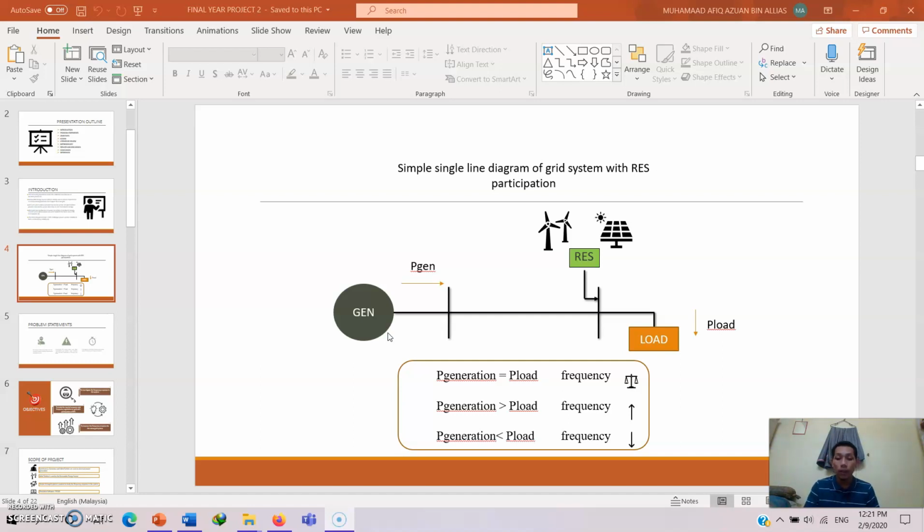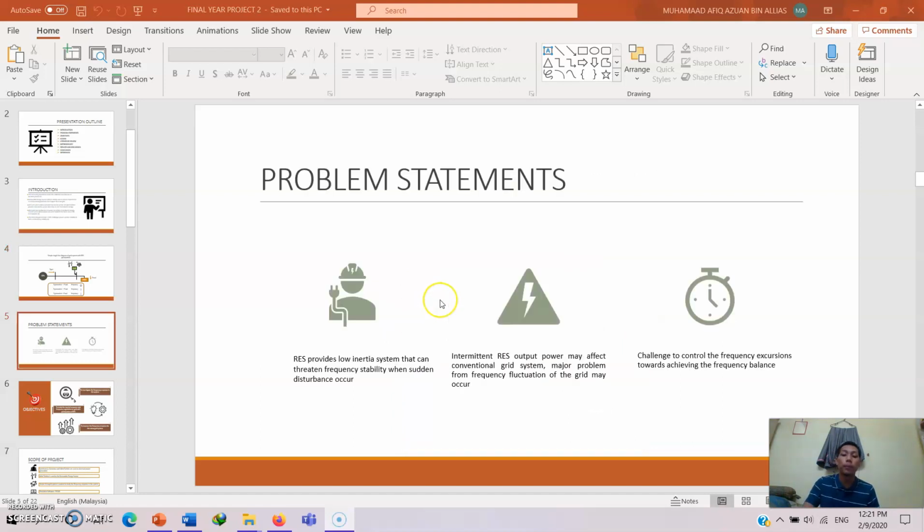Here we can say that when the power generation equals the power load, the frequency will remain constant. If the power generation is over the power load, the frequency will be high, and if the power generation is below the power load, the frequency will be low.